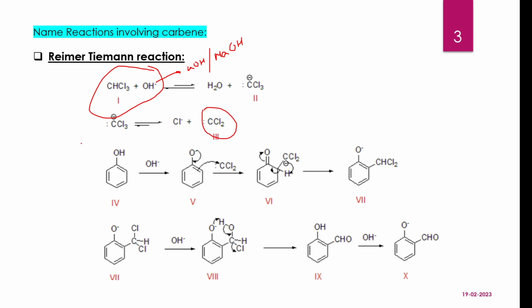When you add an aromatic compound like phenol, since a base is present in the medium, we get the phenoxide ion. Then through aromatic electrophilic substitution there will be an ortho attack, because this type of carbene is electrophilic in nature. Through aromatization, it gives this type of intermediate.